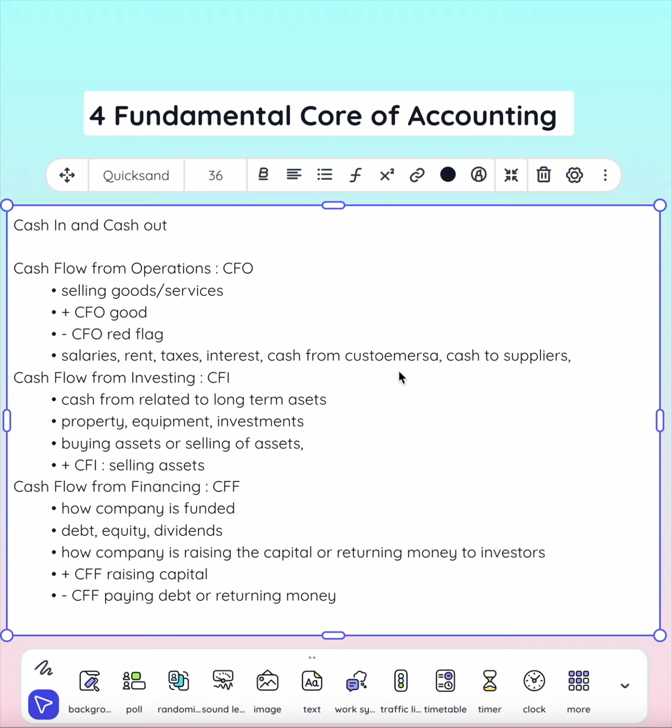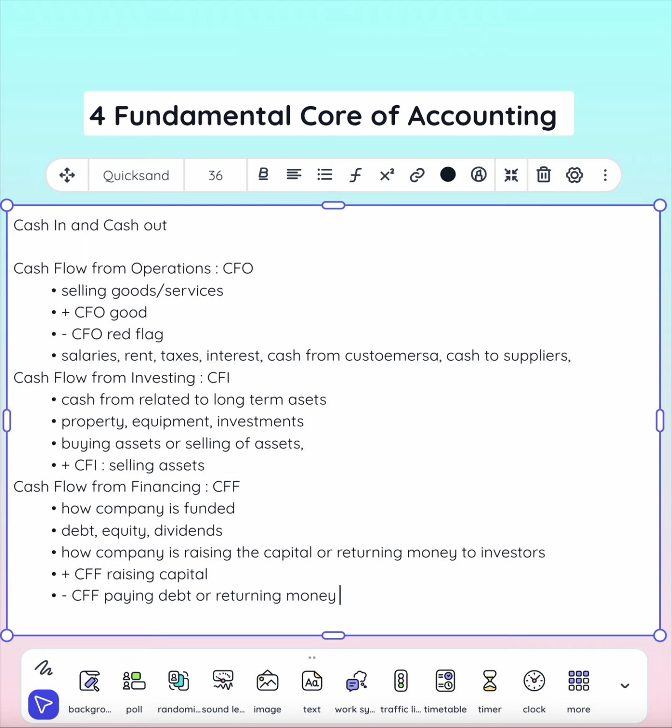Cash flow from investing and cash flow from financing tell a story. These sections show how the company is growing, investing, and managing its finances. So you need to look at the trend. Don't just look at one period, look at the trend over time to see if the company's cash flow is improving or declining. Cash flow from operations can be calculated using the direct and indirect method.